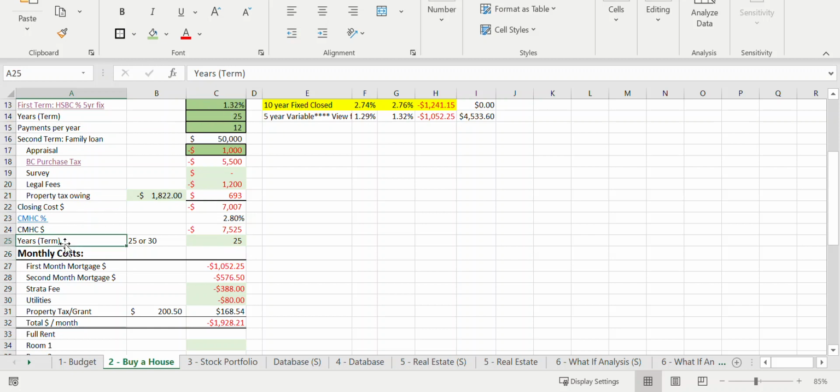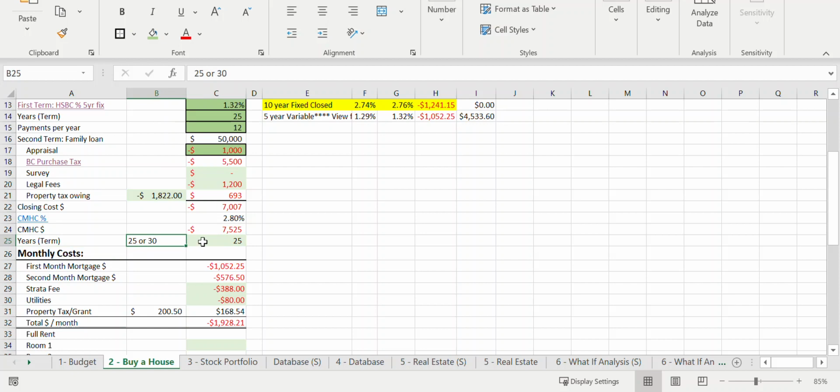Term, or a number of years, means how many years you're going to take to pay this mortgage back. You can type in anywhere from 1 year up to 25 years. There are some cases where they allow 30, but it's not as common. In the US, they allow for 30 years, I believe, but in Canada, the banks think that 25 is the maximum that you should target for.